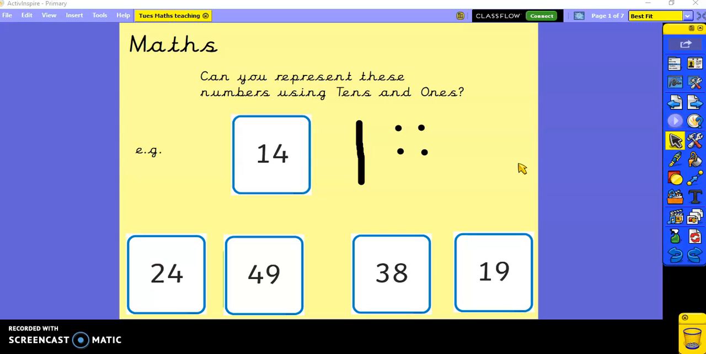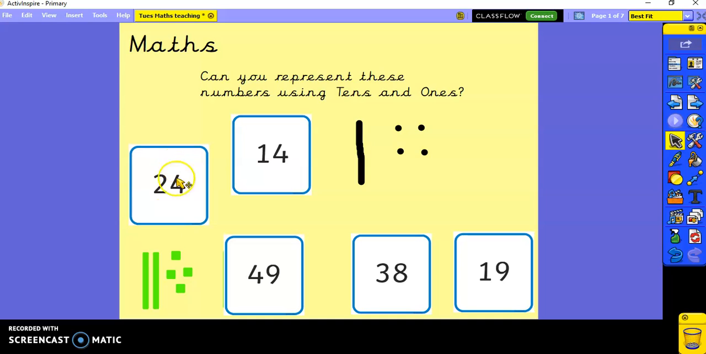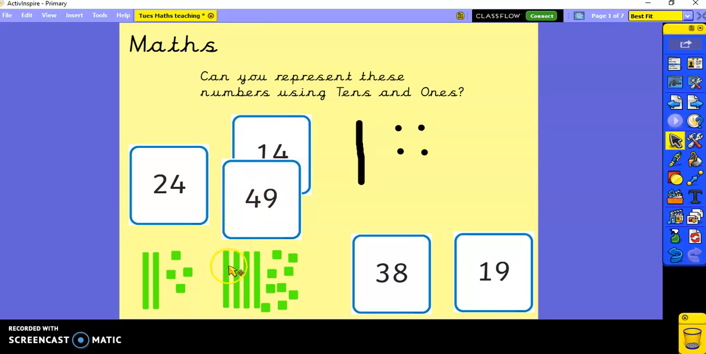So well done if you managed to represent all 4 numbers. I am going to show you the answers now so that you can check your work. So 24 is represented using 2 tens and 4 ones. So 10, 20, 21, 22, 23, 24. 49 needs 4 tens and 9 ones. So 10, 20, 30, 40, 41, 42, 43, 44, 45, 46, 47, 48, 49.